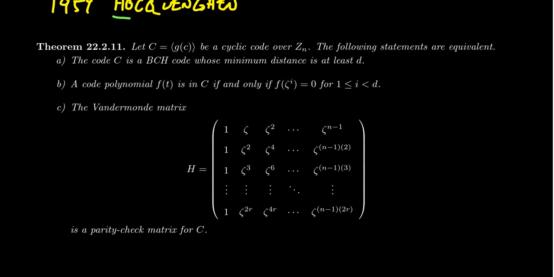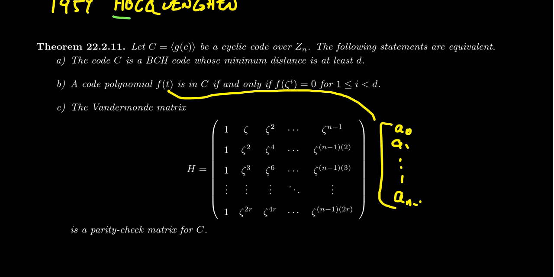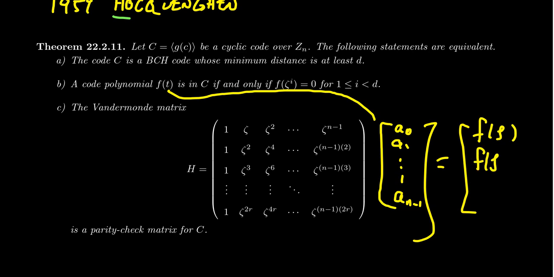When it comes to this Vandermonde matrix right here, be aware that Vandermonde matrix multiplication is the same thing as polynomial evaluation, for which when you look at this thing right here, if we took the coefficients of our polynomial f and we put them in here, so like the first, we have a0, a1, all the way up to a_(n-1). So if we take the coefficient vector associated to the polynomial, then multiplication by the Vandermonde matrix will give you the evaluation of the polynomial. So you end up with f of zeta right here. Then you get f of zeta squared all the way down to f of zeta to the 2r, which of course is d minus 1, like so.